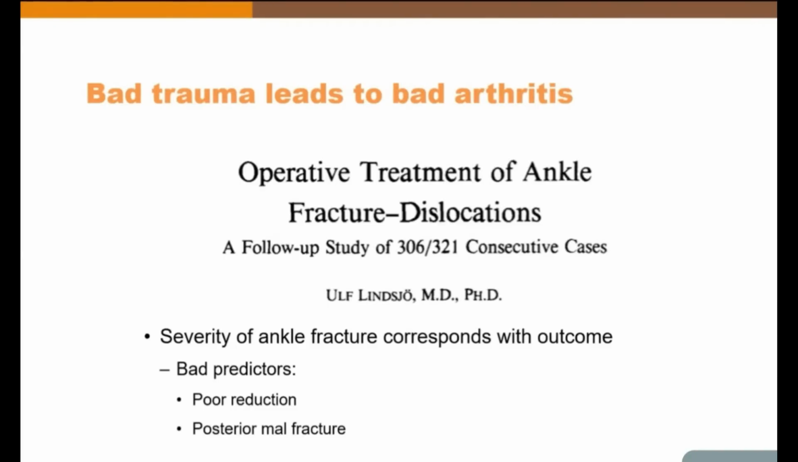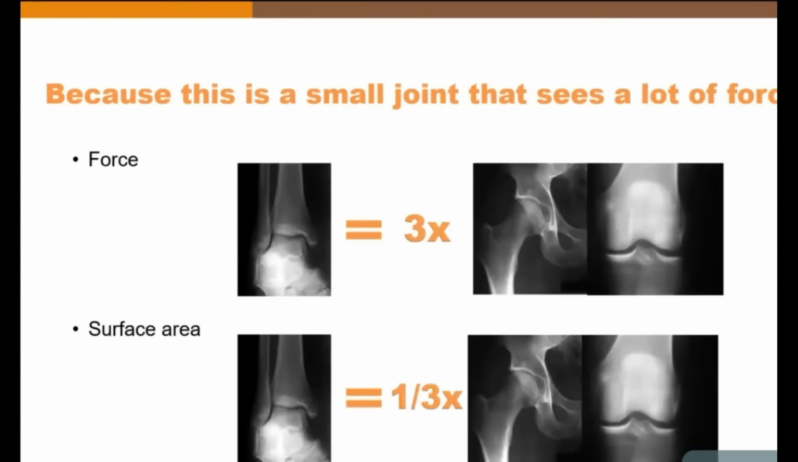And the severity of that arthritis corresponded with the severity of the fracture. So a posterior malleolus fracture, typically indicative of a more severe injury, led to poor outcomes down the line. So just as when we're treating ankle fractures in the acute phase, we are trying to avoid the complications that come thereafter. And in this case, it namely is arthritic changes.